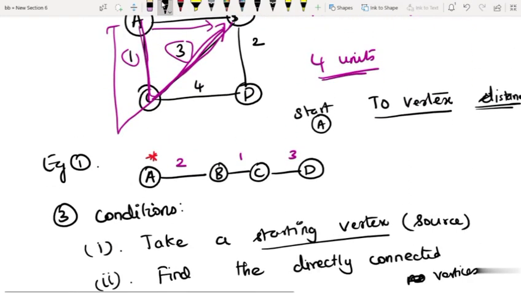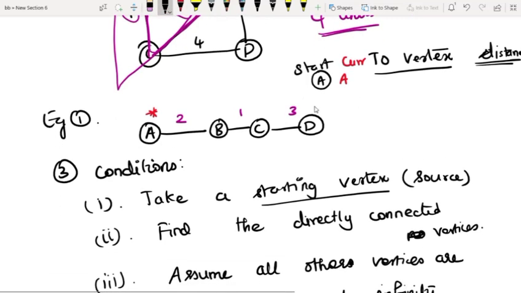So now, initially when I am starting, I am in A only, right? Let me name it as current. There is one more column called current vertex. I am in A only.